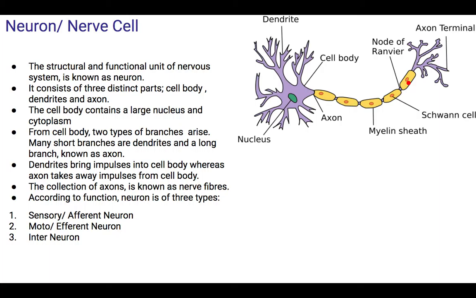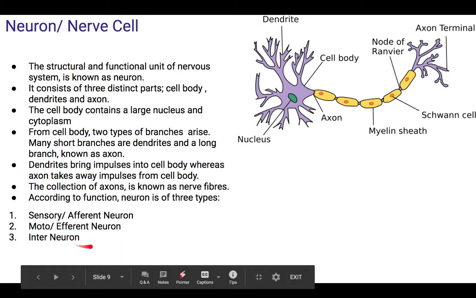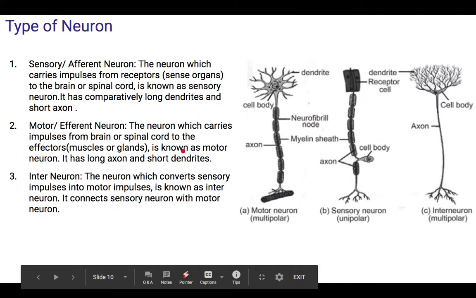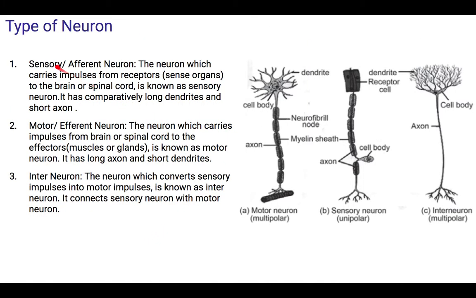According to function, there are three types of nerve cells: sensory nerve, motor nerve, and interneuron. Let's go one by one. A sensory nerve is connected to a sense organ like skin, eyes, tongue, so all our sense organs. That nerve takes the impulses, meaning messages, from your sense organ to the brain or spinal cord. That is called a sensory nerve.